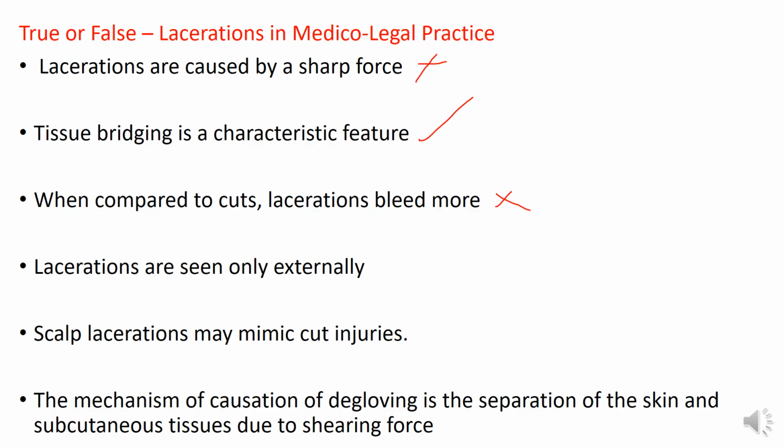Lacerations are seen only externally. We can see them internally as well. With enough force, there may be internal lacerations. Scalp lacerations may mimic cut injuries, definitely true. The mechanism of causation of degloving is the separation of the skin and subcutaneous tissues due to shearing force, definitely correct. Or rotatory force, yes, correct.